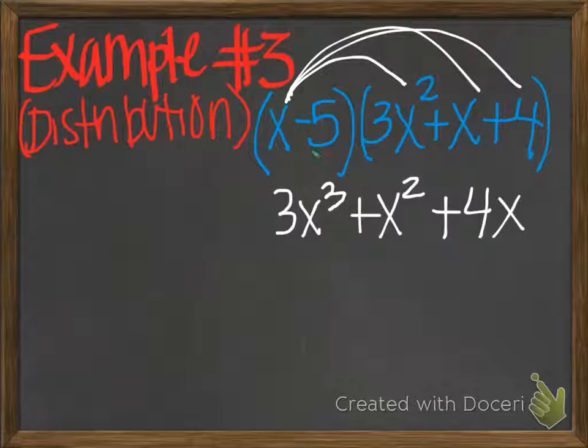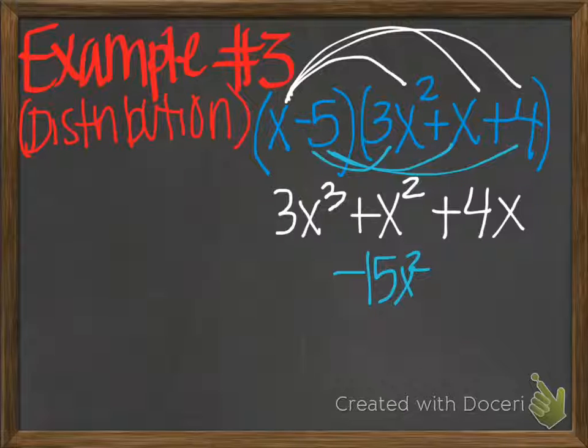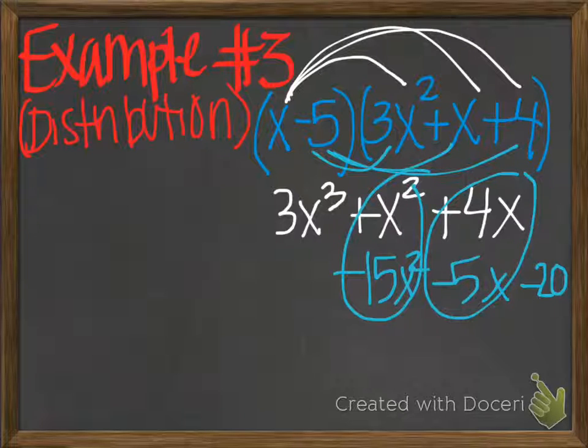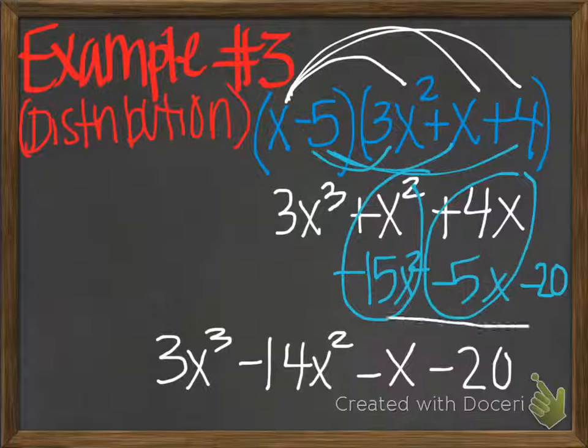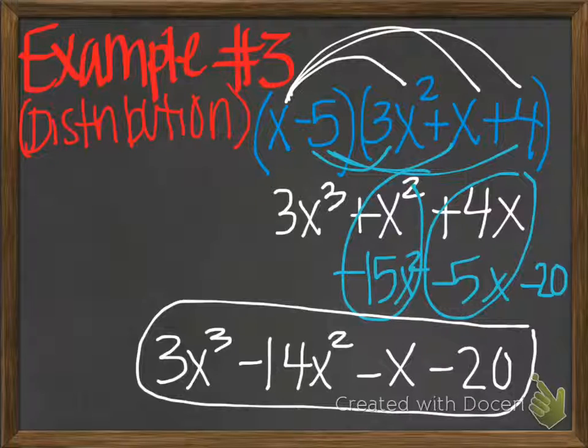And when we distribute the negative 5, we get negative 15x squared, negative 5x, and negative 20. So we can combine these terms, and that will give us our final answer of 3x cubed minus 14x squared minus x minus 20. And that's our final answer. And we always want to make sure that our exponents are going in descending order, and they are 3, 2, 1, and none.